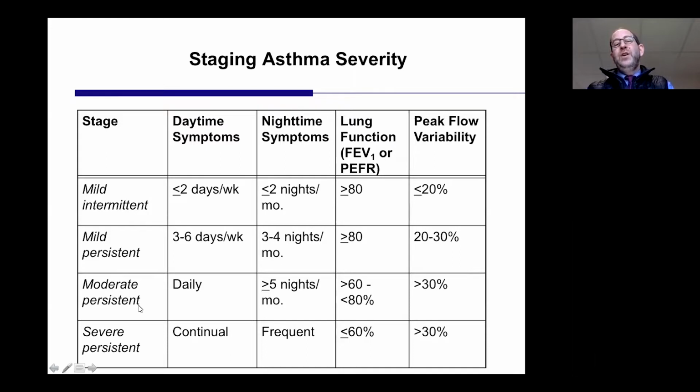By the time you have moderate persistent asthma, you have daily symptoms, and continual or nearly continual symptoms with severe persistent asthma. You can see that there's a gradient of nighttime symptoms as well, and in reverse, the lung function, in particular the FEV1 and the peak expiratory flow rate. So normal lung function for the mild, a moderate decrease, and a more severe decrease for those degrees of severity, and same thing for peak flow variability.